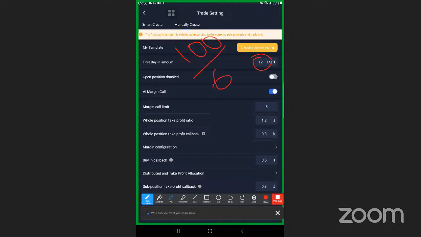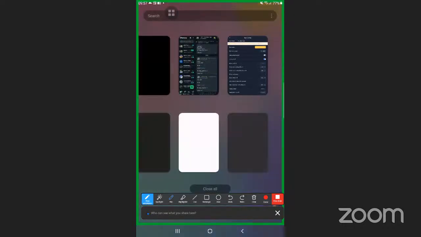What is the answer? If we divide 100 by 6, we want to find out our first buying amount. That's why we are dividing the amount of our capital by the number of margin calls. We are putting 6 because it's 5 plus 1. We understand where the 1 is coming from. So what is our first buy-in amount? Give me an answer in the chat.